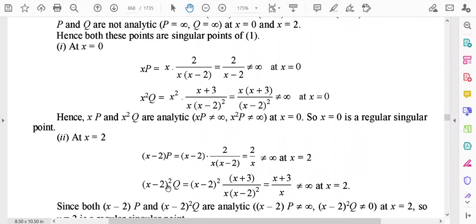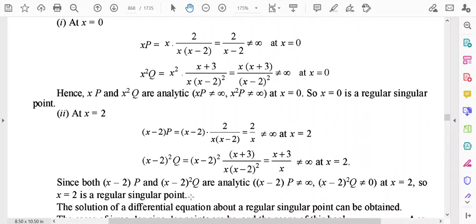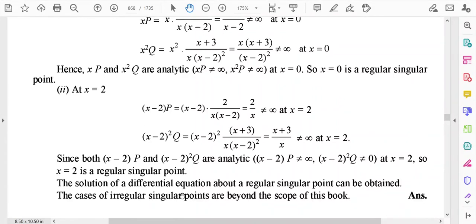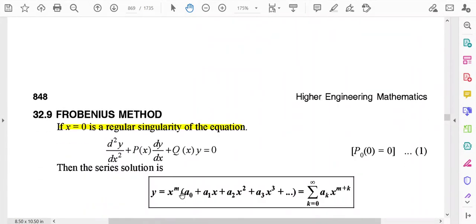And x minus 2 whole square into q becomes x plus 3 by x. So again it is not infinite at the point x is equal to 2. So for the point x is equal to 2, x minus 2 into p and x minus 2 whole square into q are not infinite, so x is equal to 2 is a regular singular point.